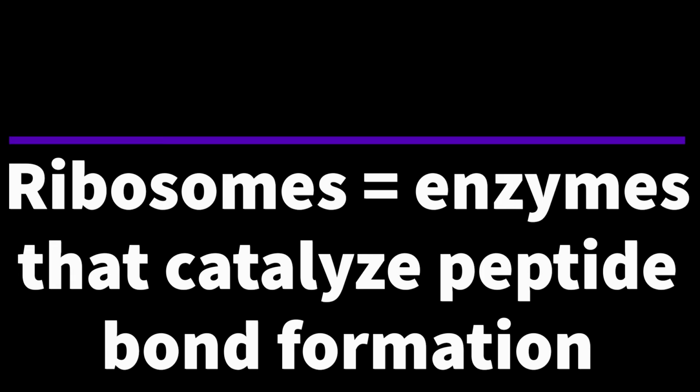Because all amino acids are oriented in the L position, it makes it easier for peptide bonds to form within ribosomes. It's really difficult to make proteins without ribosomes, so you can also think of ribosomes as enzymes that catalyze the formation of peptide bonds.